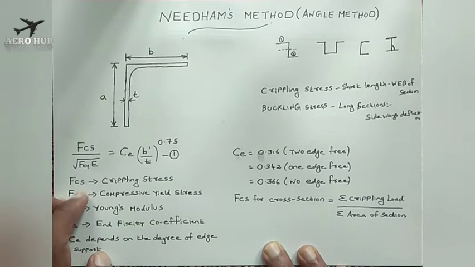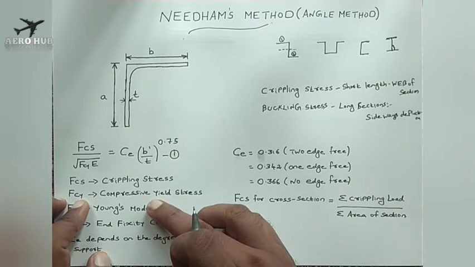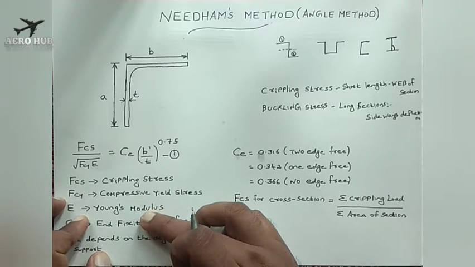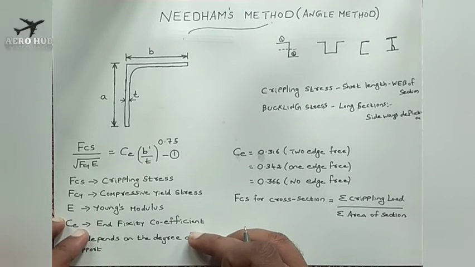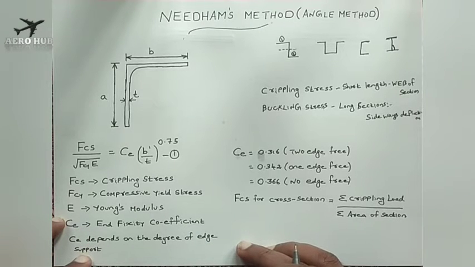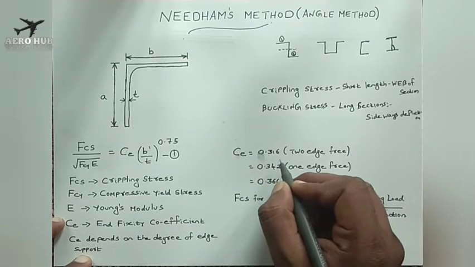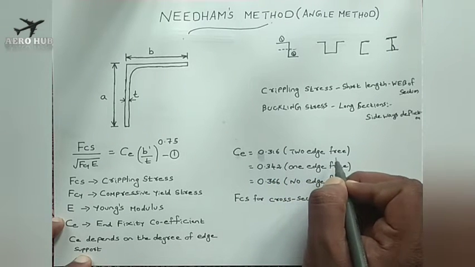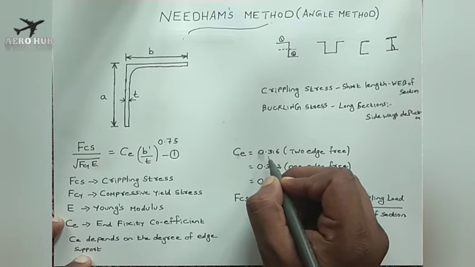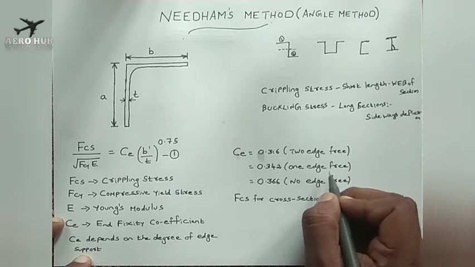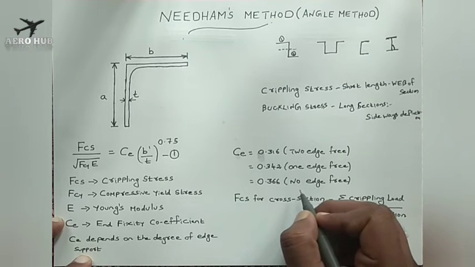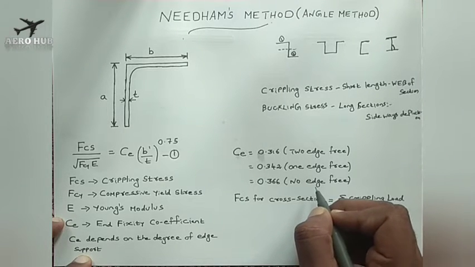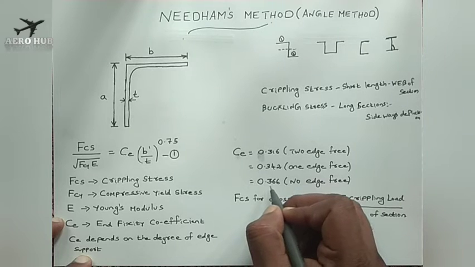FCS is nothing but the crippling stress. FCY is the compressive yield stress. E is the Young's modulus. CE is called the end fixity coefficient, that's a constant, and the value of CE depends upon the degree of edge support. For example, if we have two edges free, the value of CE is 0.316. If we have one edge free, the value of CE is 0.342, and if we have no edge free, the value of CE is 0.366.